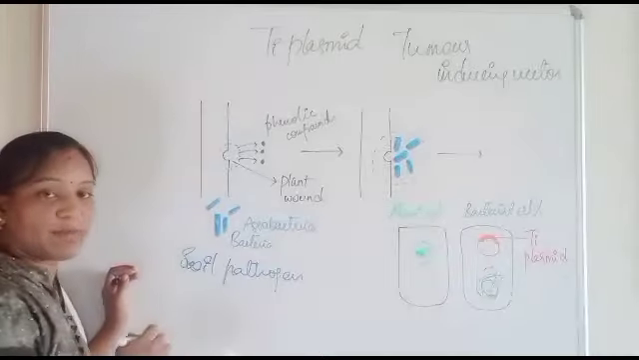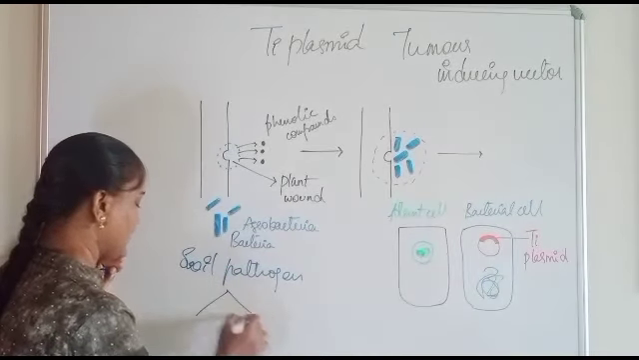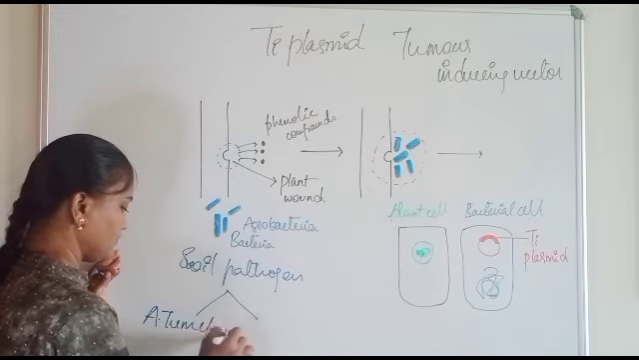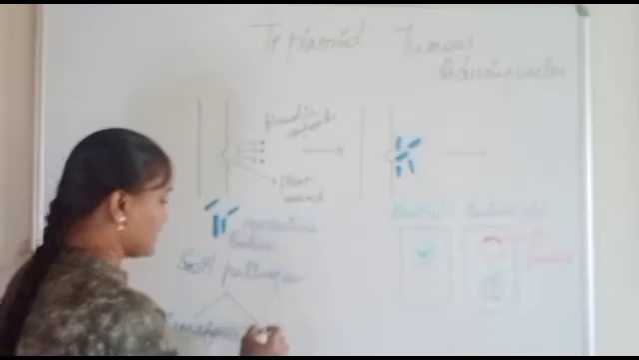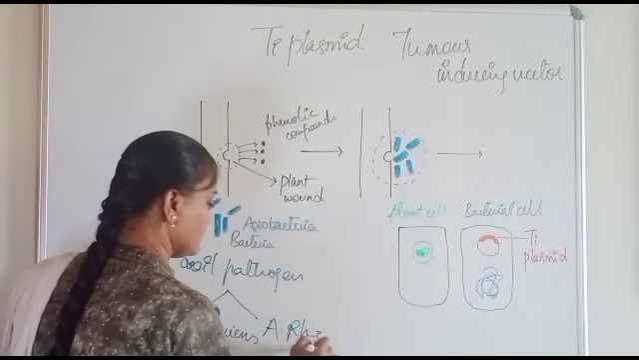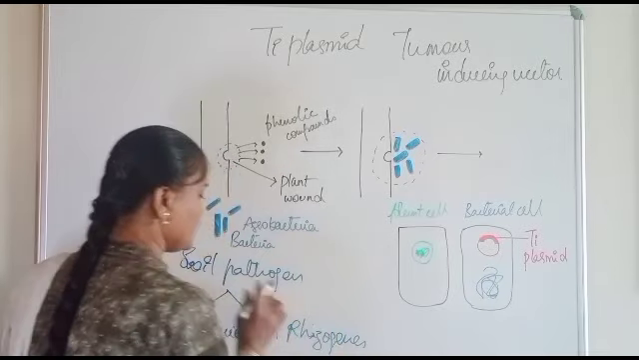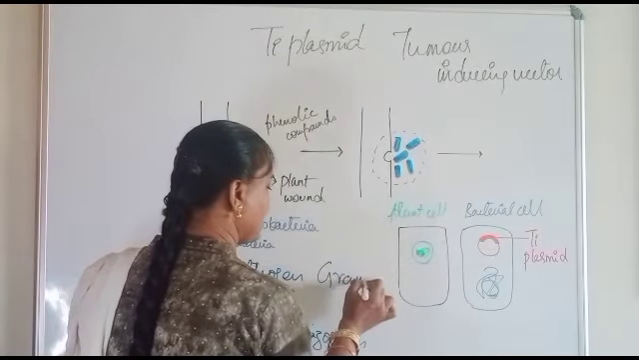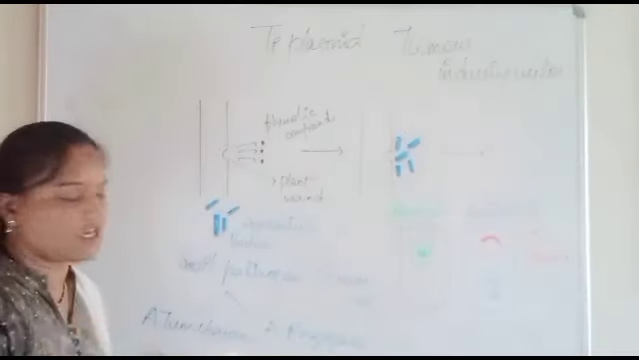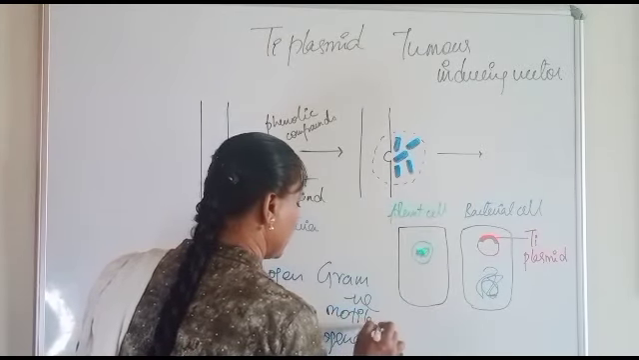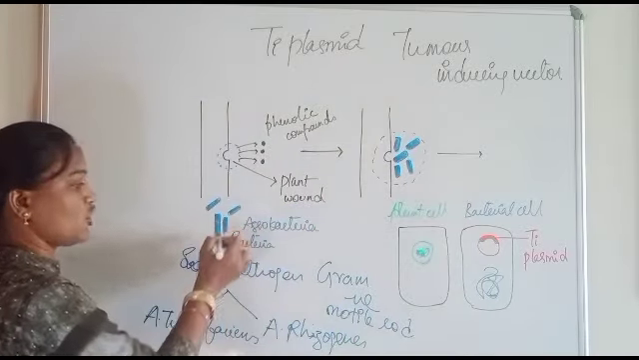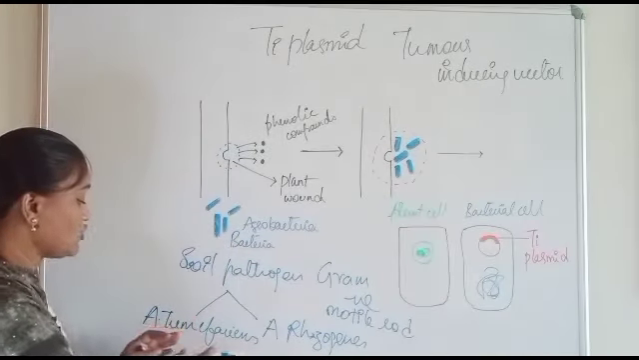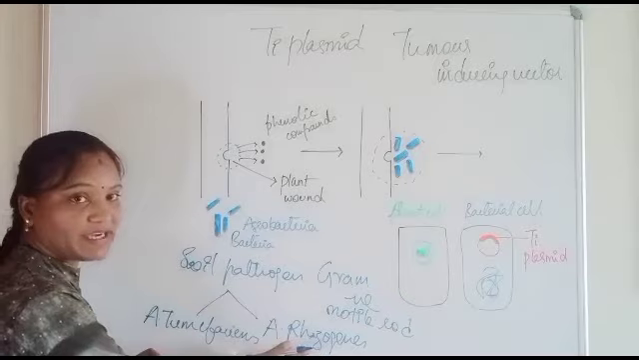and this agrobacterium species is of two types, that is agrobacterium tumefaciens and agrobacterium rhizogenes. This is a soil pathogen, present in your soil, and it is a gram-negative, motile, rod-shaped bacteria. So there are two types of species generally in agrobacterium, that is agrobacterium tumefaciens and agrobacterium rhizogenes.